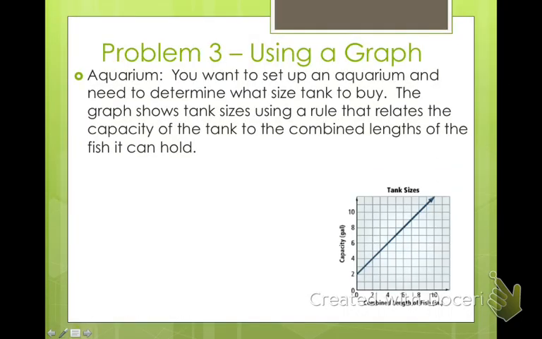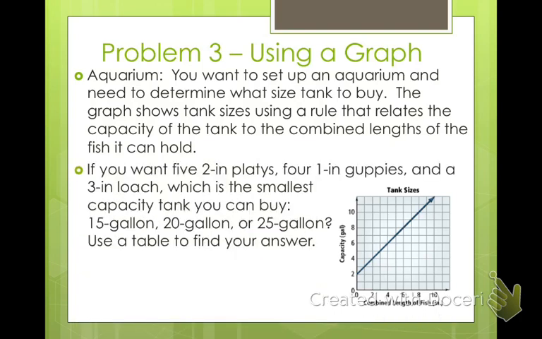Alright, so using a graph and a story problem, I know you're super excited. So you want to set up an aquarium. You need to determine the size tank to buy. So the graph shows you a rule that relates the capacity of the tank, so that's how much water is in the tank, combined with the lengths of the fish. So you added the lengths of the fish. So you want 5 2-inch platies, 4 1-inch guppies, and a 3-inch loach. What's the smallest capacity tank that you could buy? A 15-gallon, a 20-gallon, or a 25-gallon.